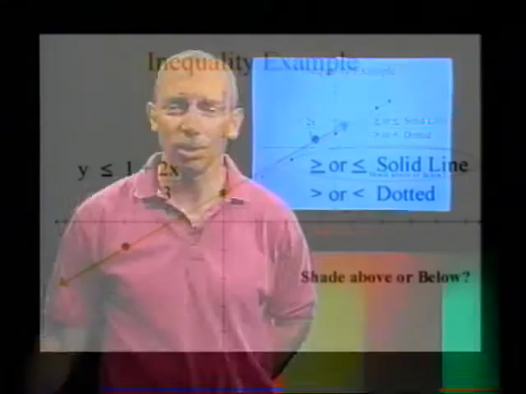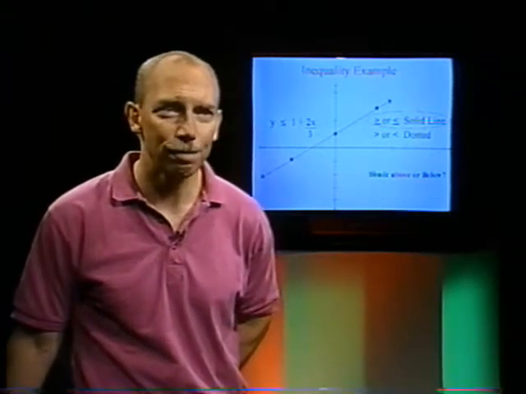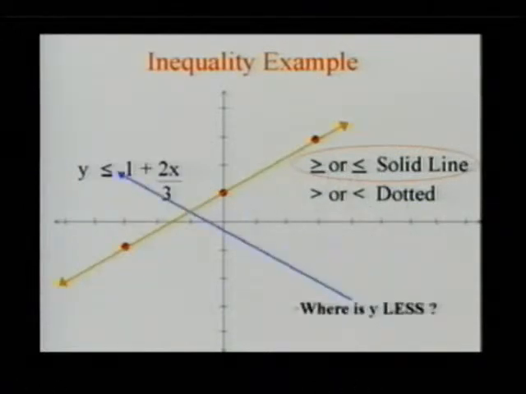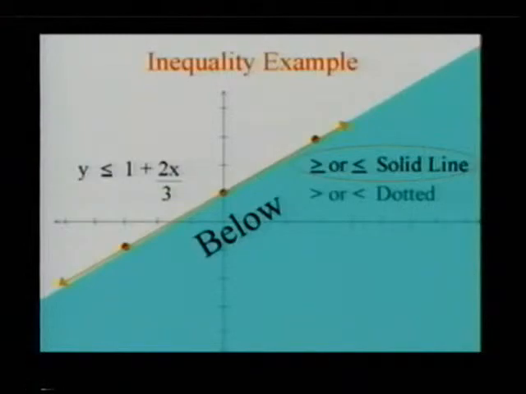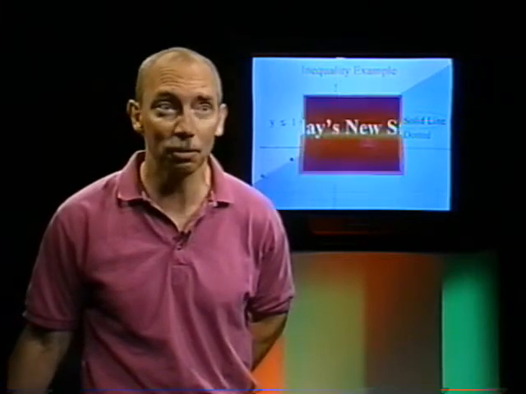Now we have to decide to shade above or below. Well, isn't it nice that we solved for y? Okay, we don't need to do any test points. Y is less. Where does y get less? Above or below? Below. Hi, Mom. And that's your answer for an inequality. It's going to be a shaded graph. Okay, ding-a-ling. I think we're in good shape.